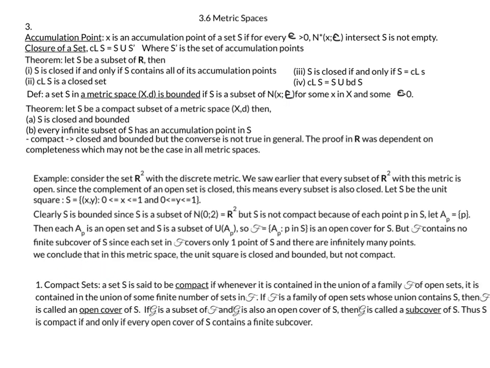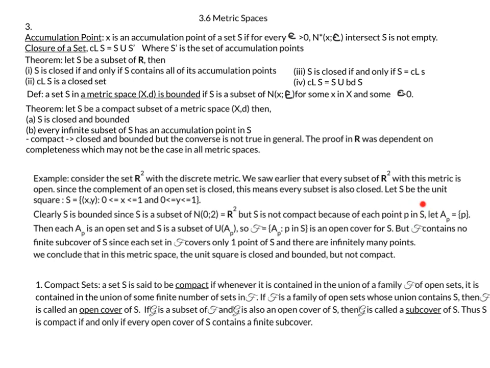Here I have our condition of compact set. So a set S is compact if whenever it is contained in the union of a family of open sets, it is contained in the union of some finite number of sets in F. So in other words, if we have an open cover for our set S, and an open cover is a set of sets whose union contains S, then S is compact if and only if every open cover contains a finite subcover. So let's see that S is not compact.